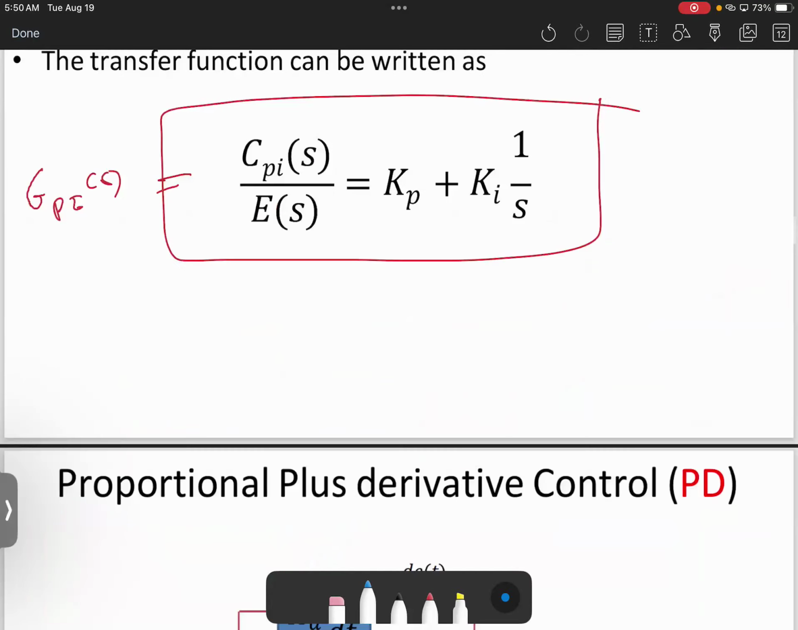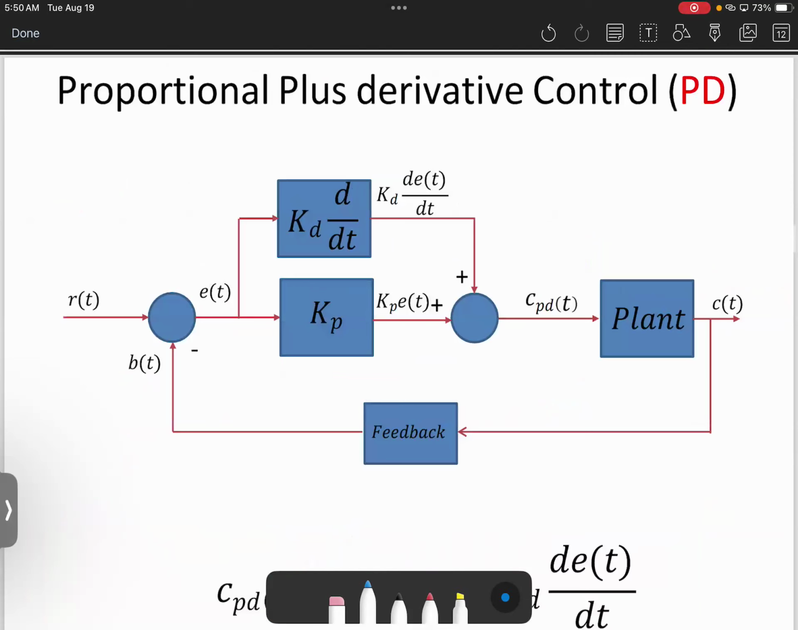There is something new here, which is proportional derivative control. A PD controller, I would say, is very rare. Based on my experience, I have never used a PD controller. I use either PI or PID. I'm not sure about other applications, but in my field, power systems and control, I have never used a PD controller.